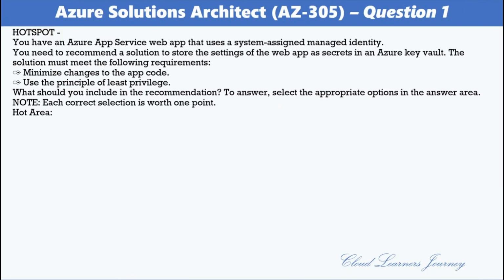Question number 1. You have an Azure App Service web app that uses a system-assigned managed identity. You need to recommend a solution to store the settings of the web apps as secrets in an Azure Key Vault. The solution must meet the following requirements. First, minimize changes to the app code. Second requirement, use the principle of least privilege. What should you include in the recommendation?